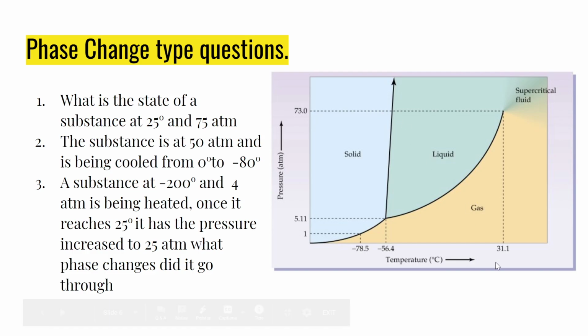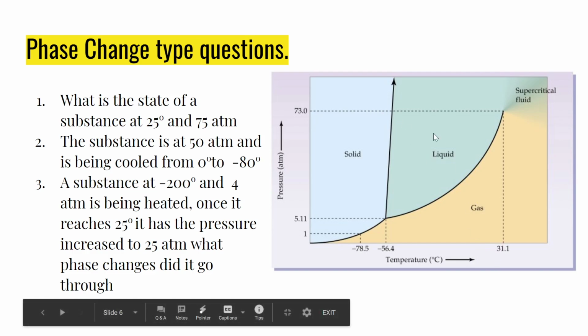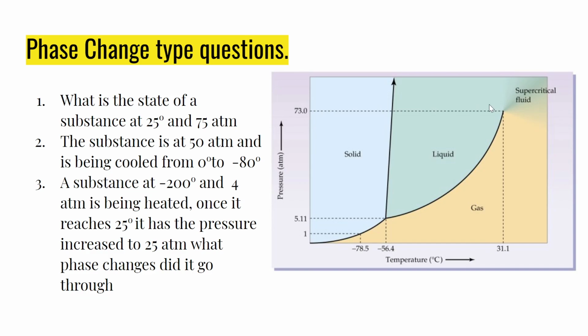And then where is 25 degrees going to be? It's going to be here, so about here and here. So it looks like it's in the liquid state. So number 1 would end up being liquid.